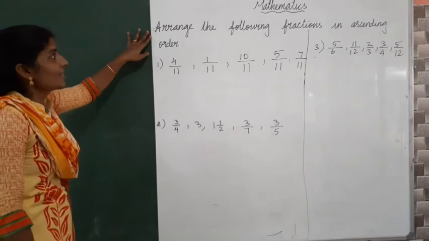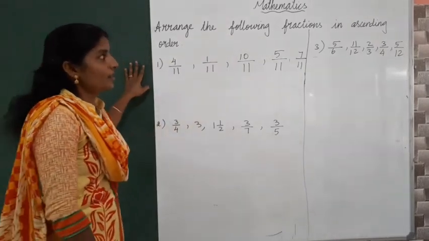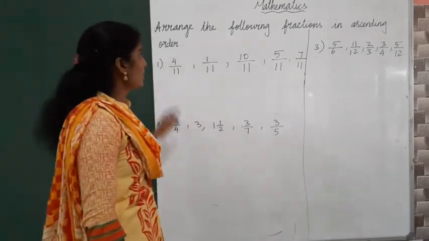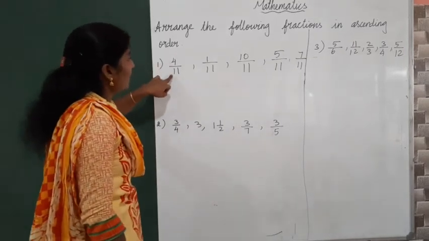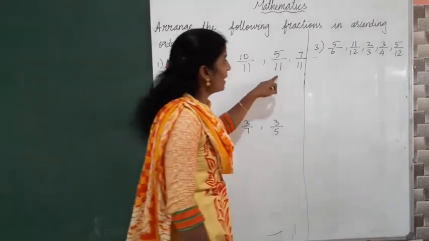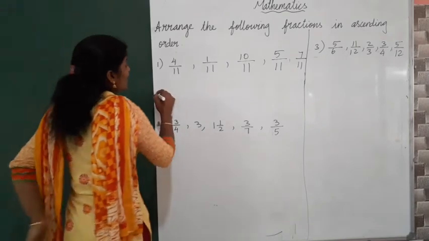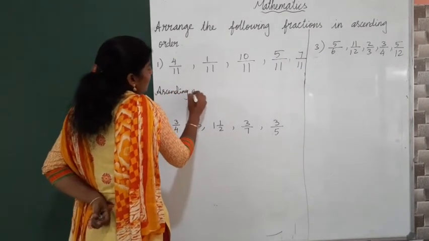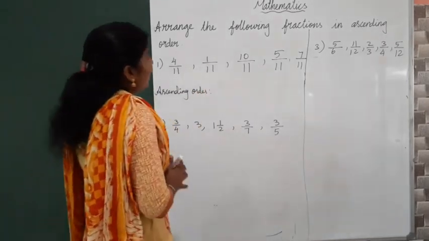Okay. Arrange the following fractions in ascending order. What is ascending order? Small to big, isn't it? Small to big. Now the first one: 4 by 11, 1 by 11, 10 by 11, 5 by 11 and 7 by 11. Now we can arrange in ascending order.